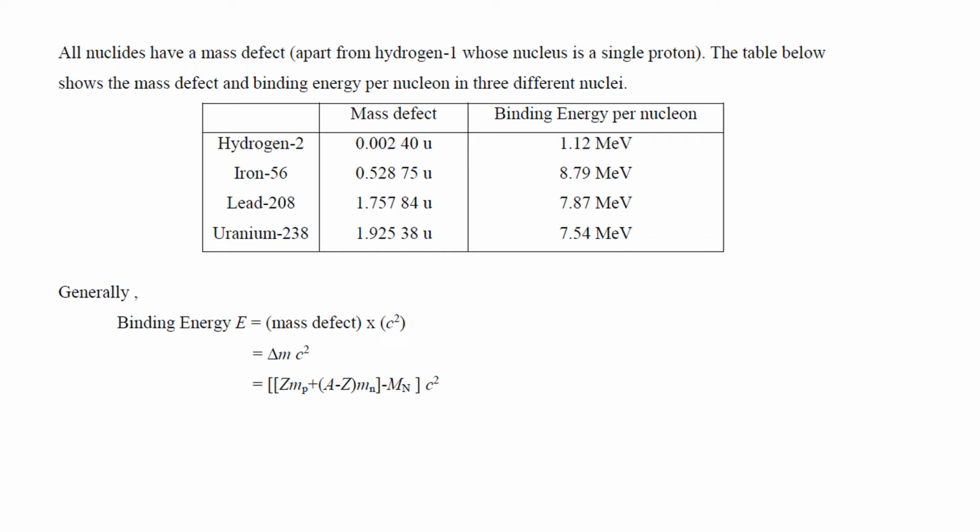The binding energy is equal to mc squared, so mass defect times c squared. It is the same as the Einstein relation energy earlier. So, proton number times the mass of proton, plus nucleon number minus proton number, which is the neutron number, times the mass of neutron, minus the mass of the nucleus, times c squared. So this is the binding energy equation.